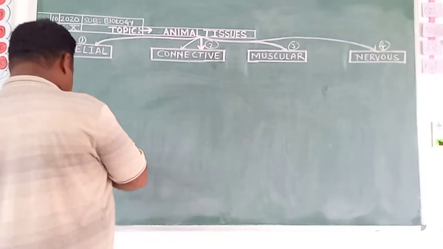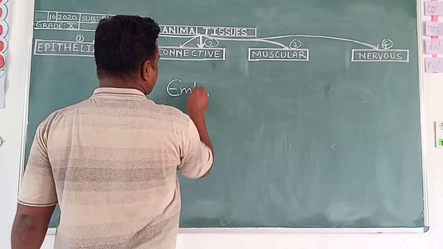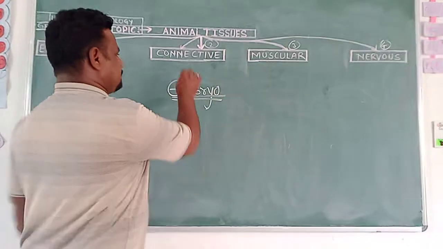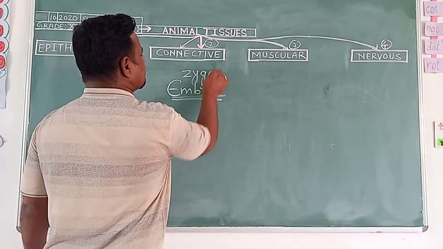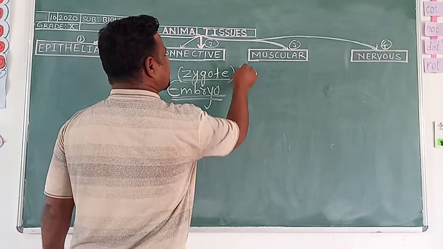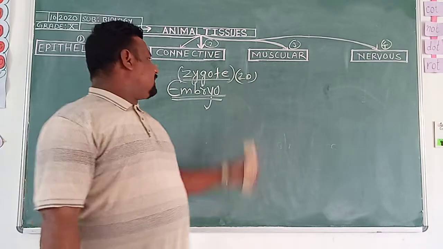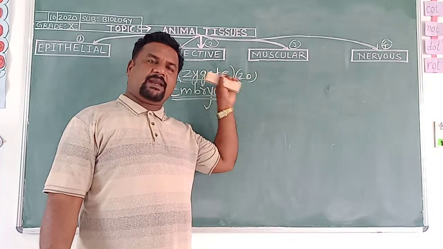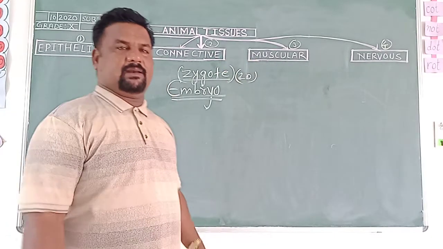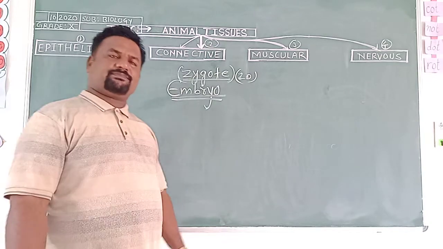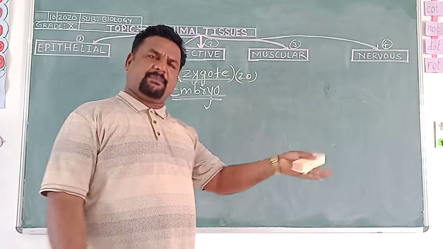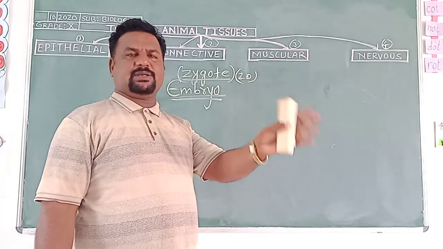Embryo. What is an embryo? Embryo is formed from a zygote. And what is a zygote? Zygote, which is 2N in condition, diploid in nature, because this zygote is formed from one haploid cell from the male, another haploid cell from the female. The gametes. What are gametes? Gametes are the sex cells. Male gamete, female gamete. Male gamete is the sperm cell, female gamete is the ova.